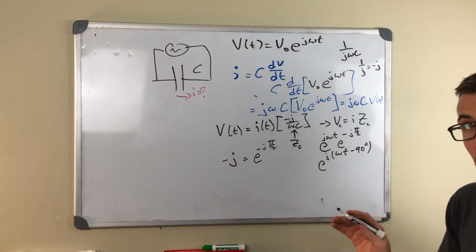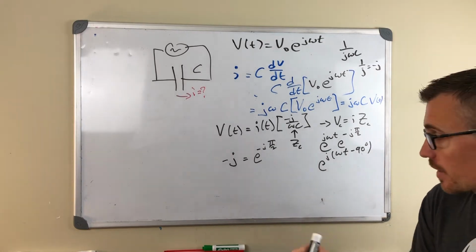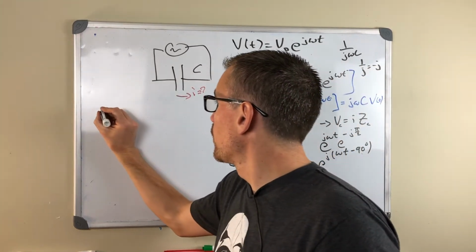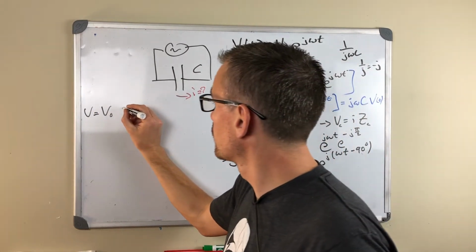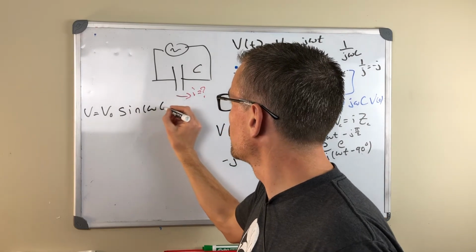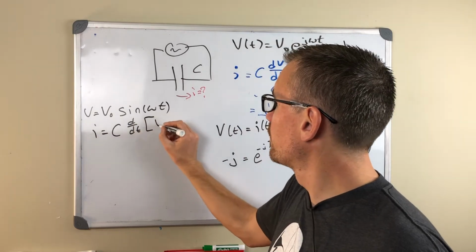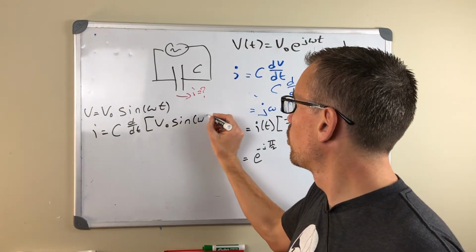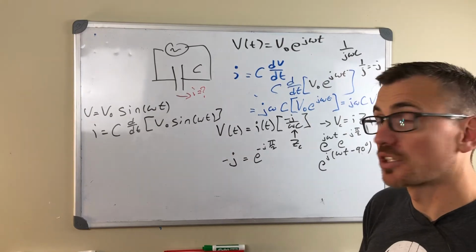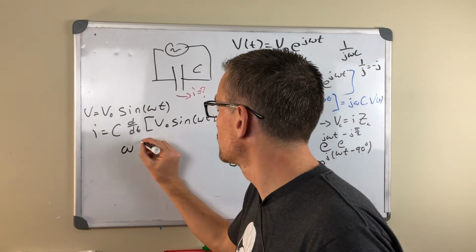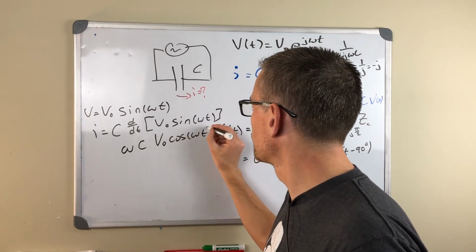Now, I said we'd do this with sines and cosines. Let's do the exact same thing very quickly with sines and see if we get the same thing. But this is a key point here. Okay, so let's say we have V equal to V naught times sine of omega t, and we know that our current is C times d by dt of our V naught sine omega t. Okay, derivative of sine, not too bad. It's omega times a cos, so this is omega C times V naught cosine of omega t.